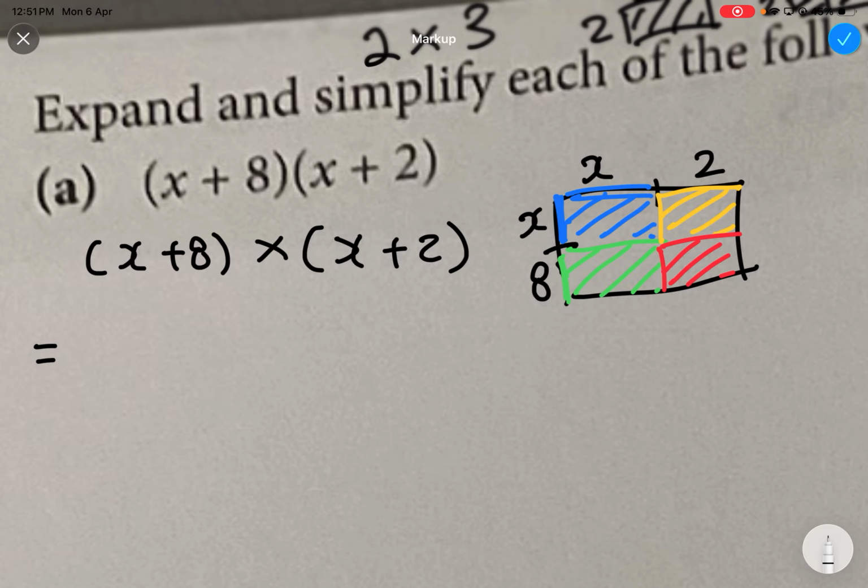This x is this x from here. This x is this x from here. So this blue area is actually my first x multiply this x, which will give me x squared. This piece over here is my first x multiply these 2, which is from here. So I have my first term multiply this second term. Your rainbow expansion that we have done before.